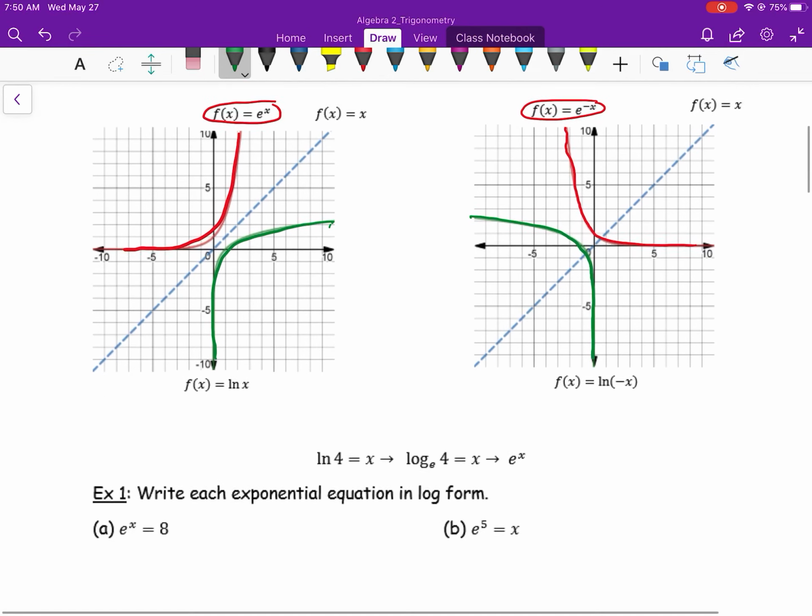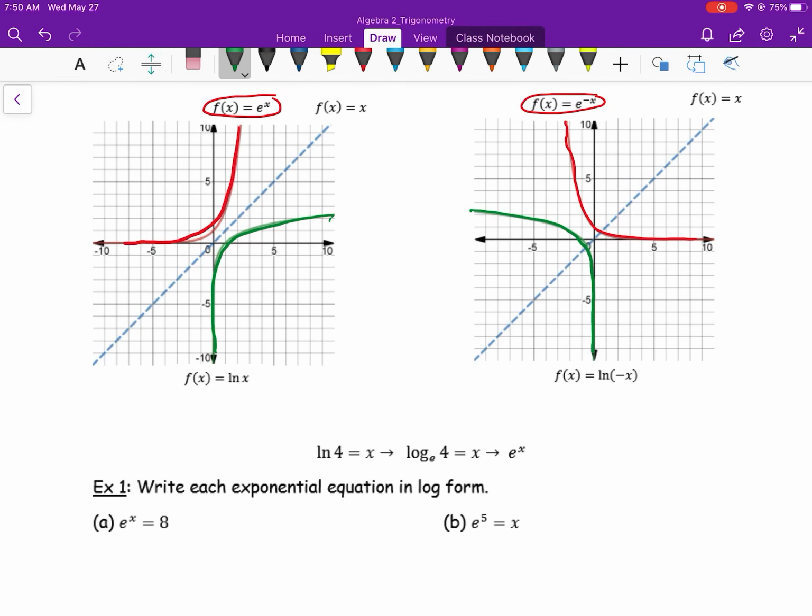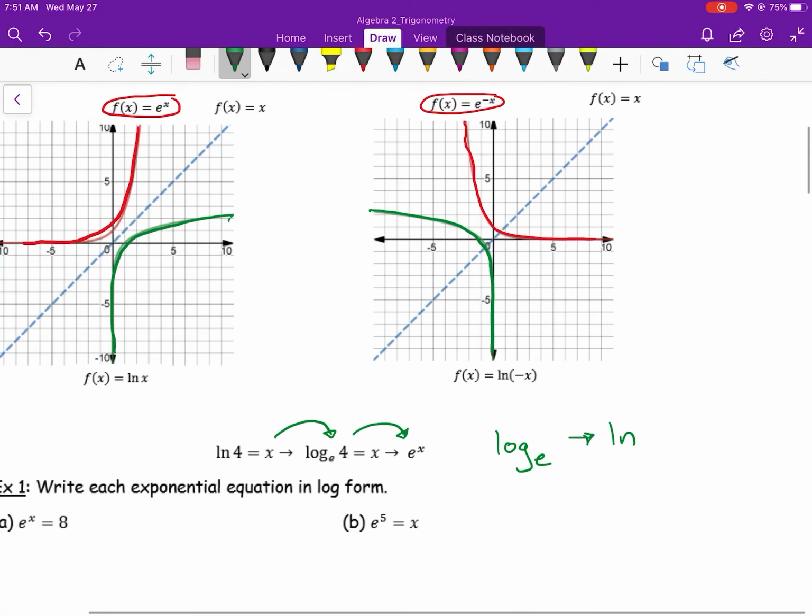So what we have here is the natural log of 4 is equal to x. So this becomes log base e of 4 equals x, which then becomes e to the x. So another way to look at it a little more simply is log base e becomes natural log. We say it as natural log.